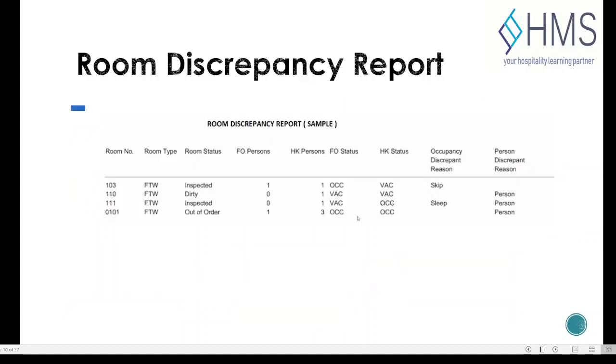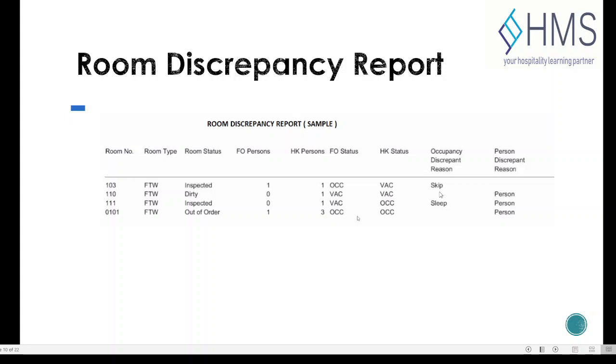Okay. Then the room discrepancy report looks like this. So it's a sample again. The room was inspected, front office. You can see there is a zero from front office, but housekeeping has one. It means that it was vacant, but housekeeping status is occupied. So the reason is the sleep reason, right? Sleeping reason, because the room is a sleep. Then the other room has occupancy as occupied, and for housekeeping is vacant, means it's a skipping room, right?